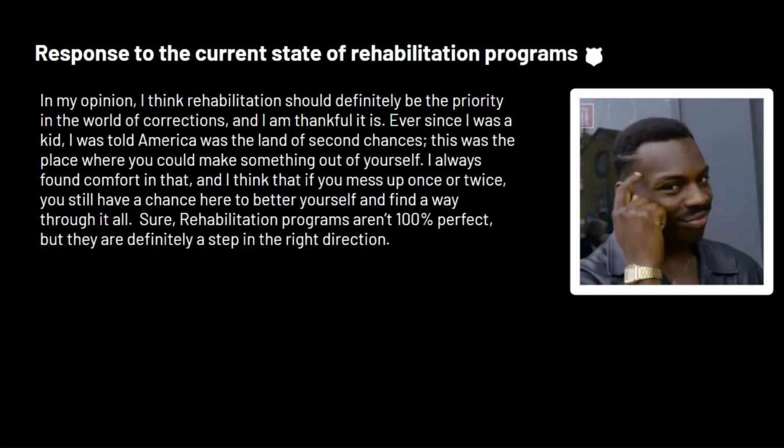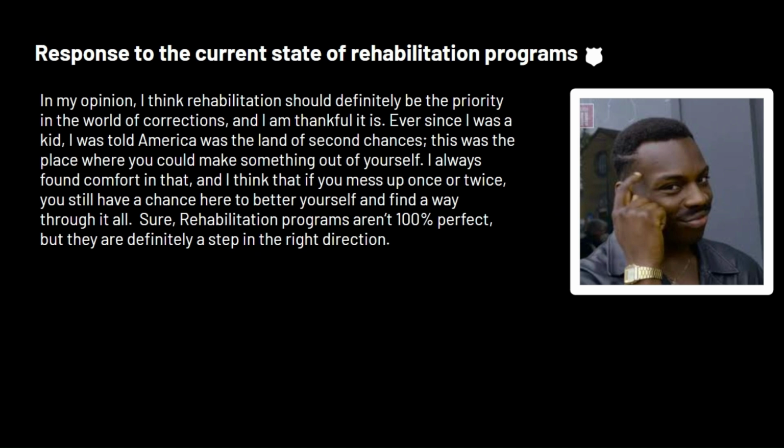So, in my personal opinion, I think rehabilitation should definitely be the priority in the world of corrections, and I am very thankful that it is. Ever since I was a kid, I was told that America was the land of second chances. This was the place where you could make something out of yourself. I always found comfort in that. And I think that if you mess up once or twice, you still have a chance here to better yourself and find a way through it all.